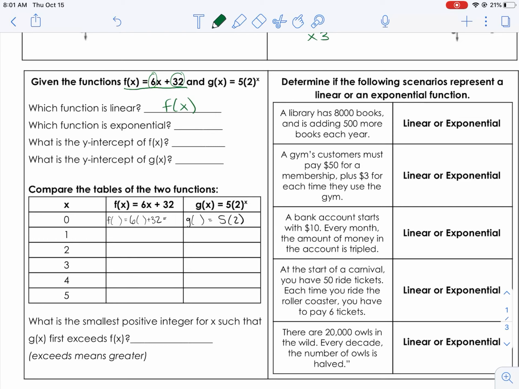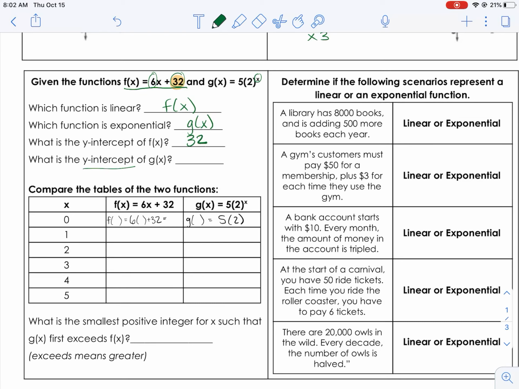Okay, g of x has an exponent, okay, and it's got a times b to the x, just like we learned a second ago was our exponential form. So g of x is going to be our exponential function. Our y-intercept of f of x, that one should be pretty easy for you guys by now. That's our constant term. It doesn't have an x beside it. It's going to be 32, okay.